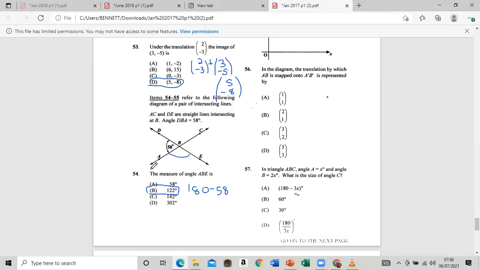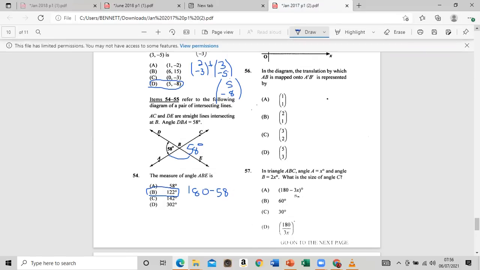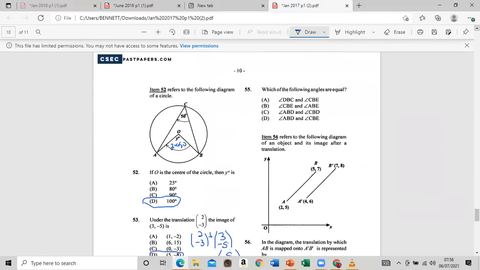Let me see the last one. ABD is equal to CBE. So it's this one. This is equal to 50. Vertically opposite angles are equal. All right, so this one would be D. Guys, you have to be very careful with these. You don't want to give away marks.